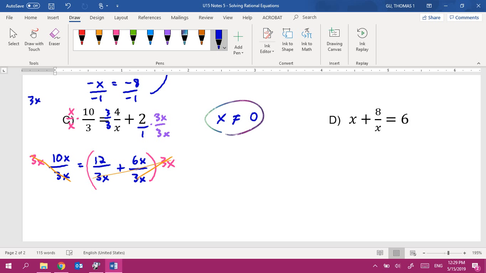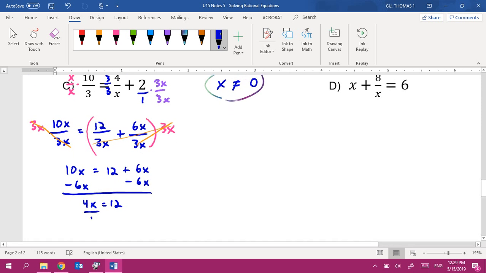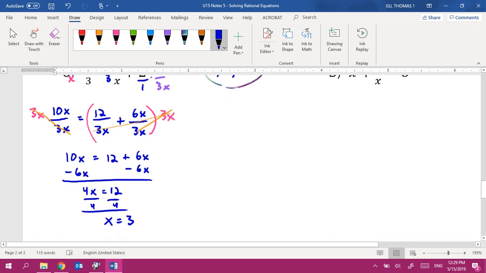So what's left? 10x equals 12 plus 6x. And how will I solve this? Minus 6x. 4x equals 12. Divide by 4. Then x equals 3. Is that a solution? Yes, it is. Very good.